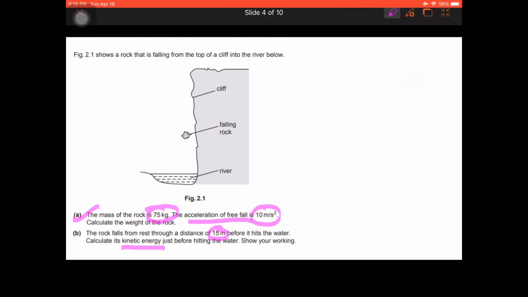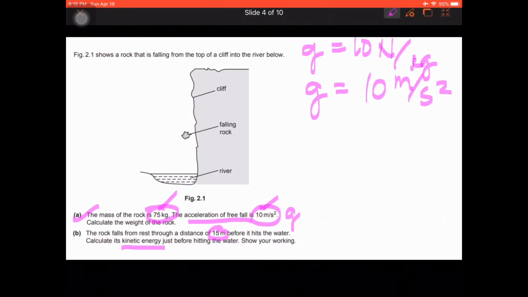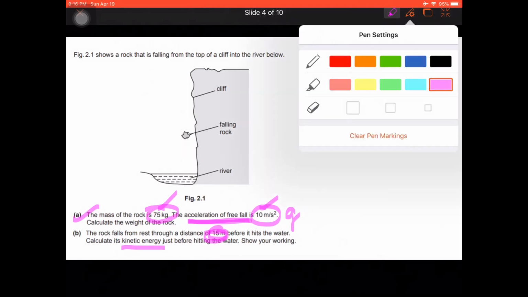Show your working. So in this case, you first have to look at your given. We have 75 kilograms, which is in its proper SI unit. 10 meters per second squared, which is also g. Now you have to remember g can be 10 newtons per kilogram, which is the gravitational field strength, or g is equal to 10 meters per second squared, which is acceleration due to gravity or acceleration of free fall, as discussed in this problem. Now 15 meters here is also in its proper SI unit, so no need for conversions. This is quite a straightforward question.